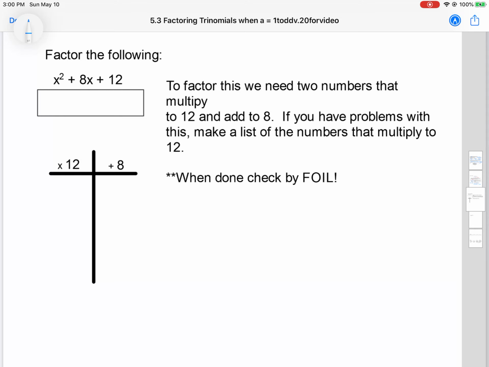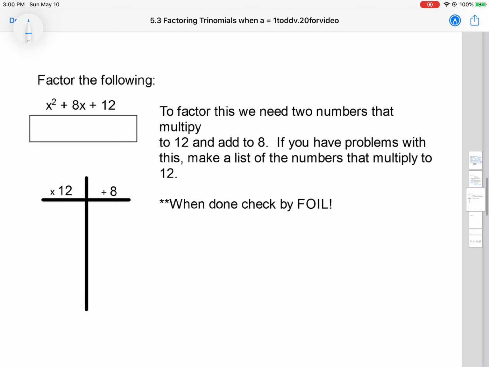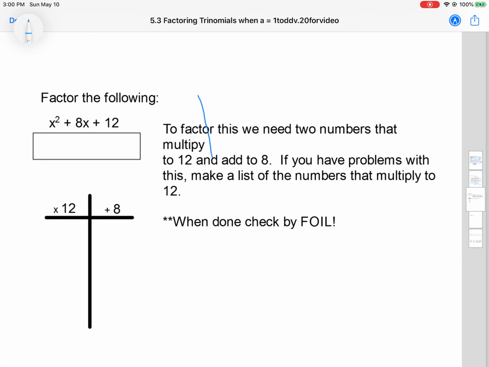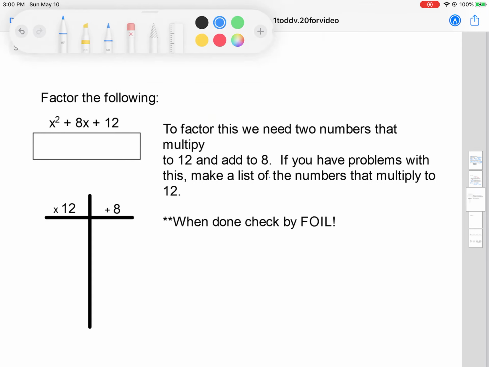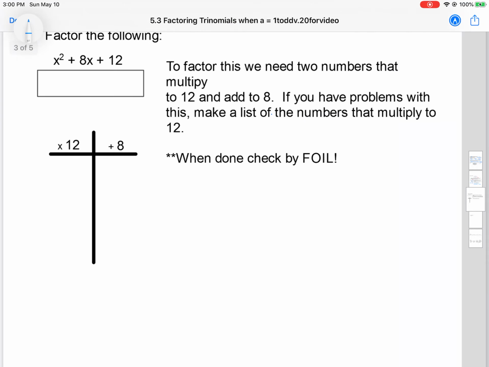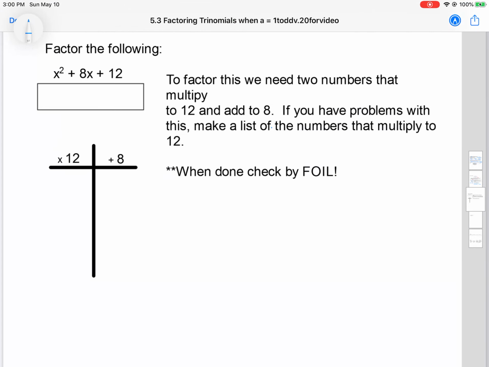So let's do one more example where we have numbers that are all positive, and then we'll do some trickier ones. Okay, so now we're going to do the same thing. Multiply to give us 12 and add to give us 8. So multiply to the last number and add to give us the middle number.